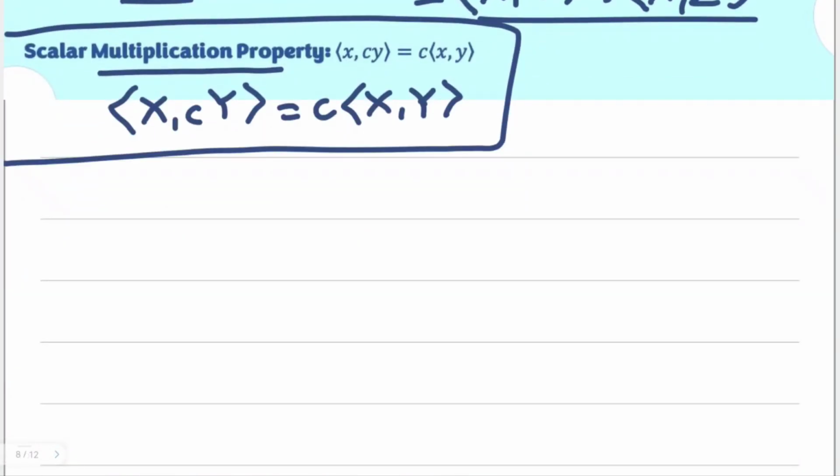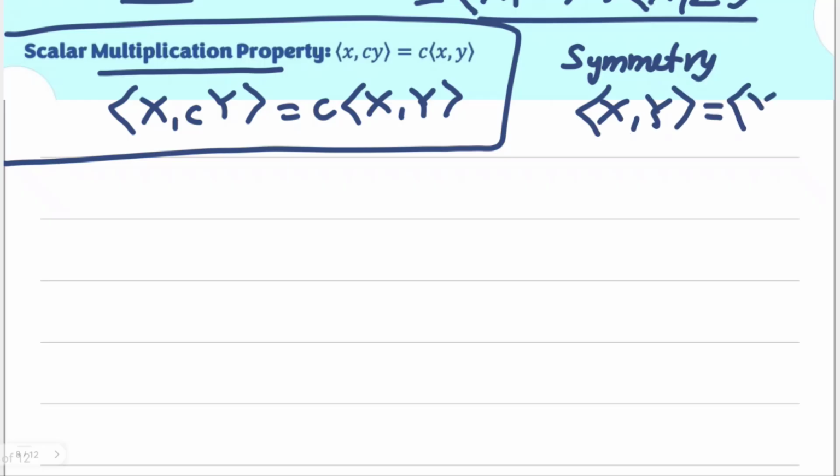Symmetry tells us here, pardon me, let me use this portion here so that I could use the scalar portion to that. Symmetry tells us that if we are going to take the inner product of x and y, it's just equal to the inner product of y and x, so the same components. Okay, so from here, you'll have x and y.